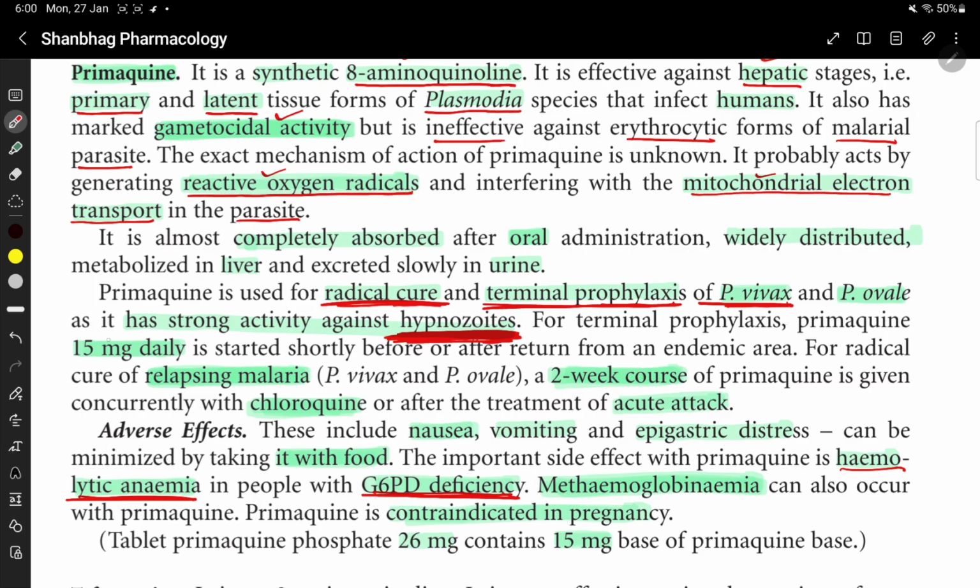Prophylaxis के लिए primaquine 15 milligram daily is started shortly before or after the return from endemic area. और radical cure के लिए 2-week course of primaquine is given concurrently with chloroquine or after the treatment of the acute attack. एडवर्स इफेक्ट्स में G6PD डिफिशियंसी वाले पेशेंट्स में it can cause hemolytic anemia, it can cause methemoglobinemia, it is contraindicated in pregnancy.